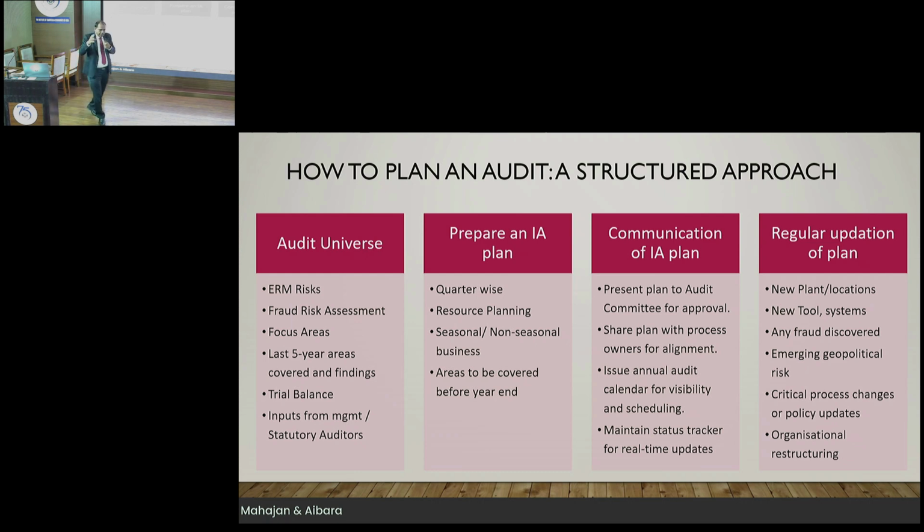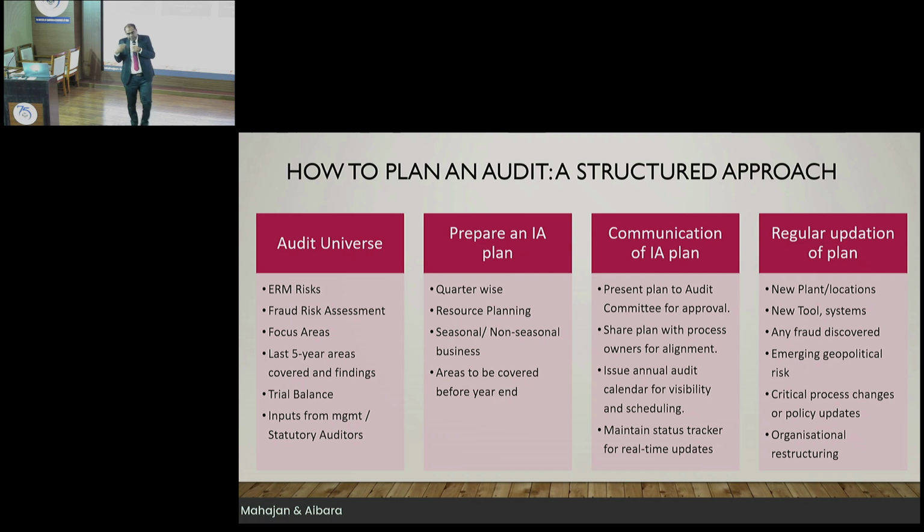See, earlier the plan was more static, but now the way the situation is, it has to be more dynamic, and you need to keep on updating your plan based on the other scenarios which are there. For example, in case you have prepared a plan at the beginning of the year and there is a new plant which has started, you can't ignore that aspect and say that, no, I will stick to those 10 areas which have been identified.